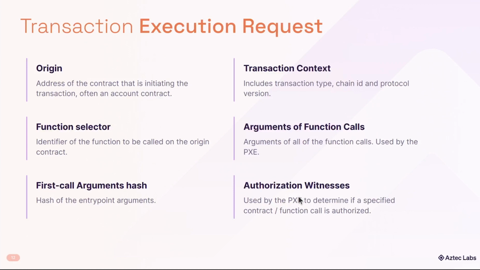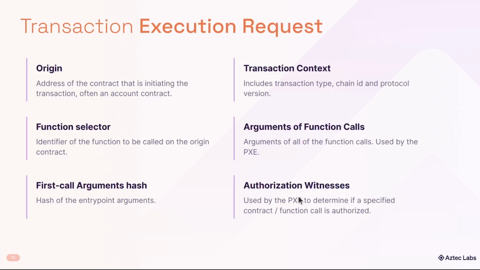So there's the origin, which is the address of the contract that the transaction's coming from. It's typically an account contract, but it doesn't have to be. There's a function selector, which is the entry point of that origin contract. In our account contracts, we typically just call that entry point. There's the first call arguments hash, which is the hash of the arguments going into that first function call in the origin contract. There's a transaction context, which includes things like the transaction type, chain ID, protocol version. The transaction type can be standard or fee paying or fee rebate.